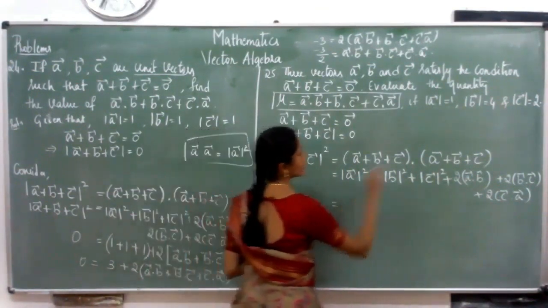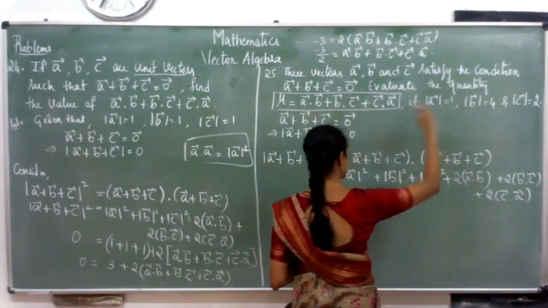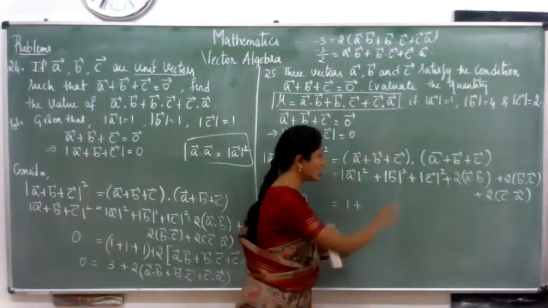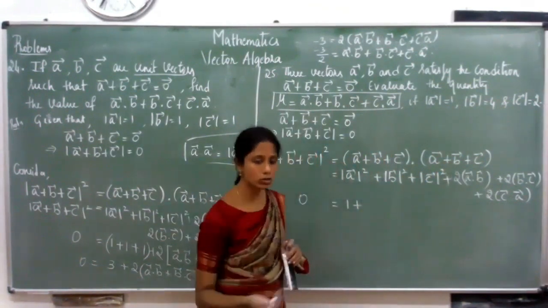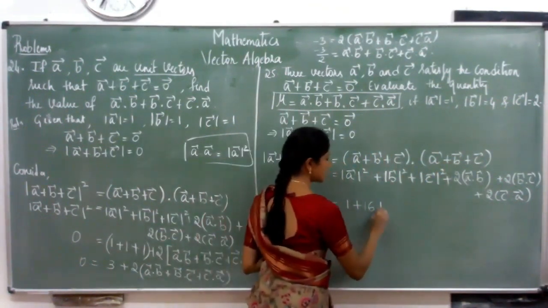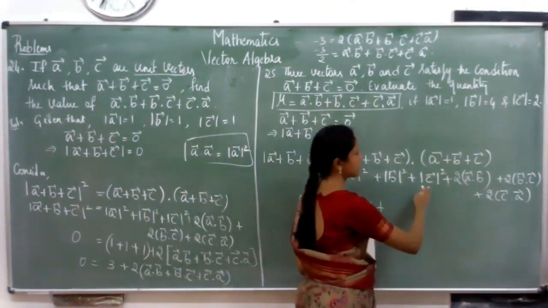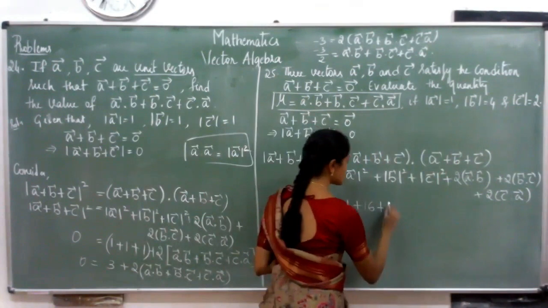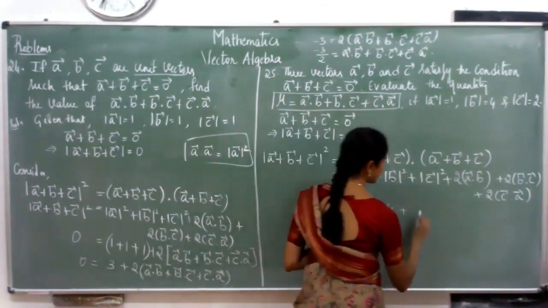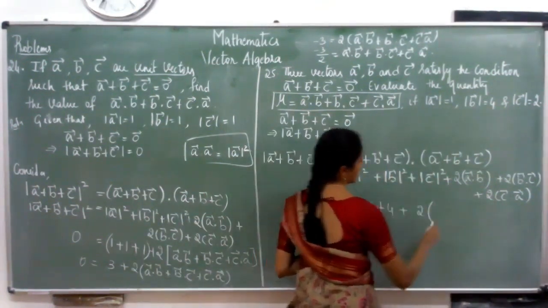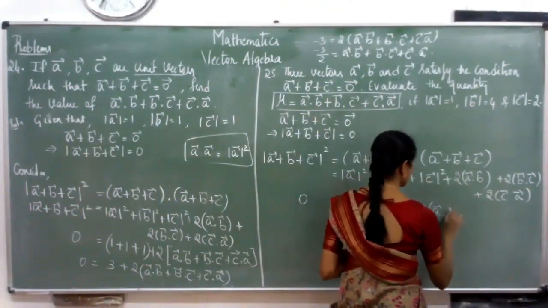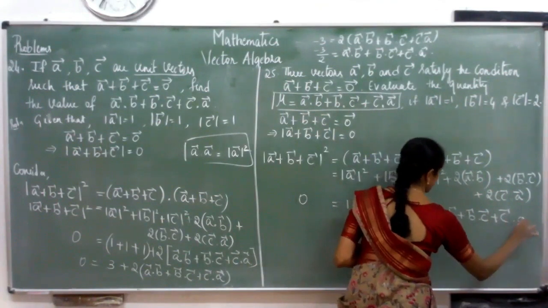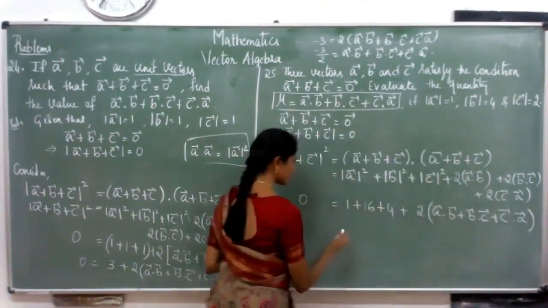So next, magnitude of vector A is given as what? 1 square is 1. Next, magnitude of vector B is given as 4. We need magnitude of vector B the whole square. So 4 square is 16, plus magnitude of vector C is given as 2. We need magnitude of vector C square. So it is 4, plus here from this what you can take common? 2 times vector A dot vector B plus vector B dot vector C plus vector C dot vector A.